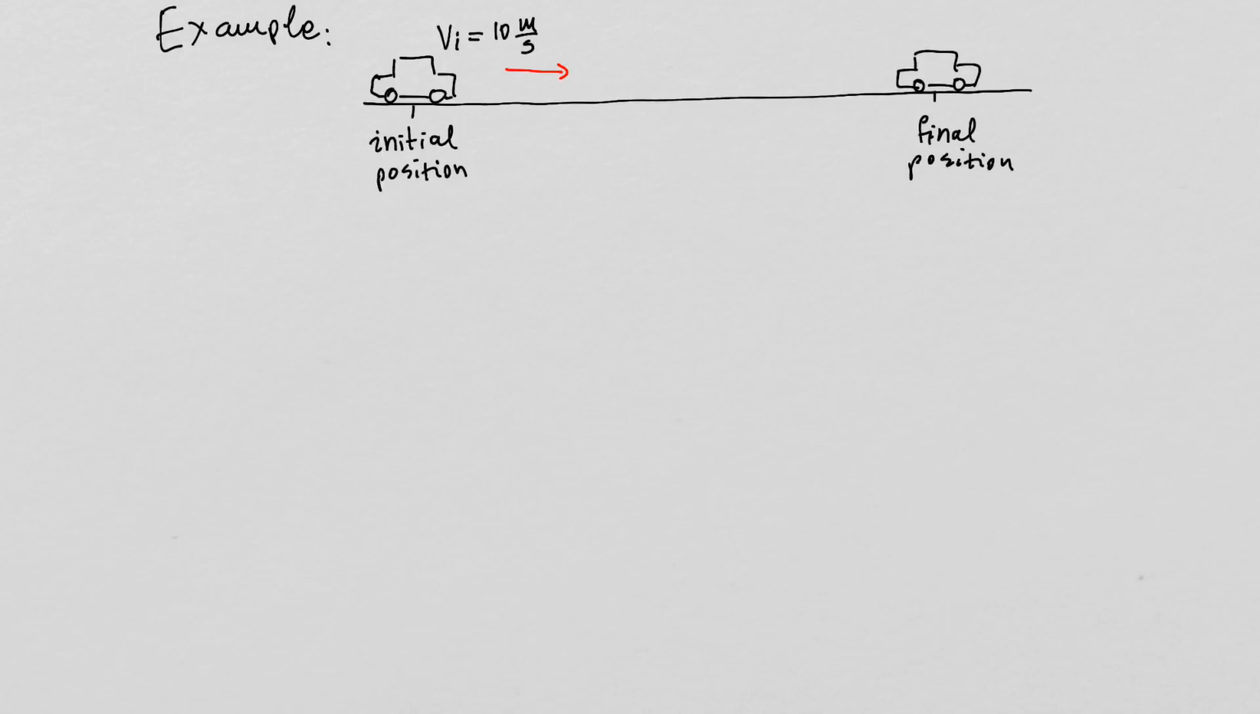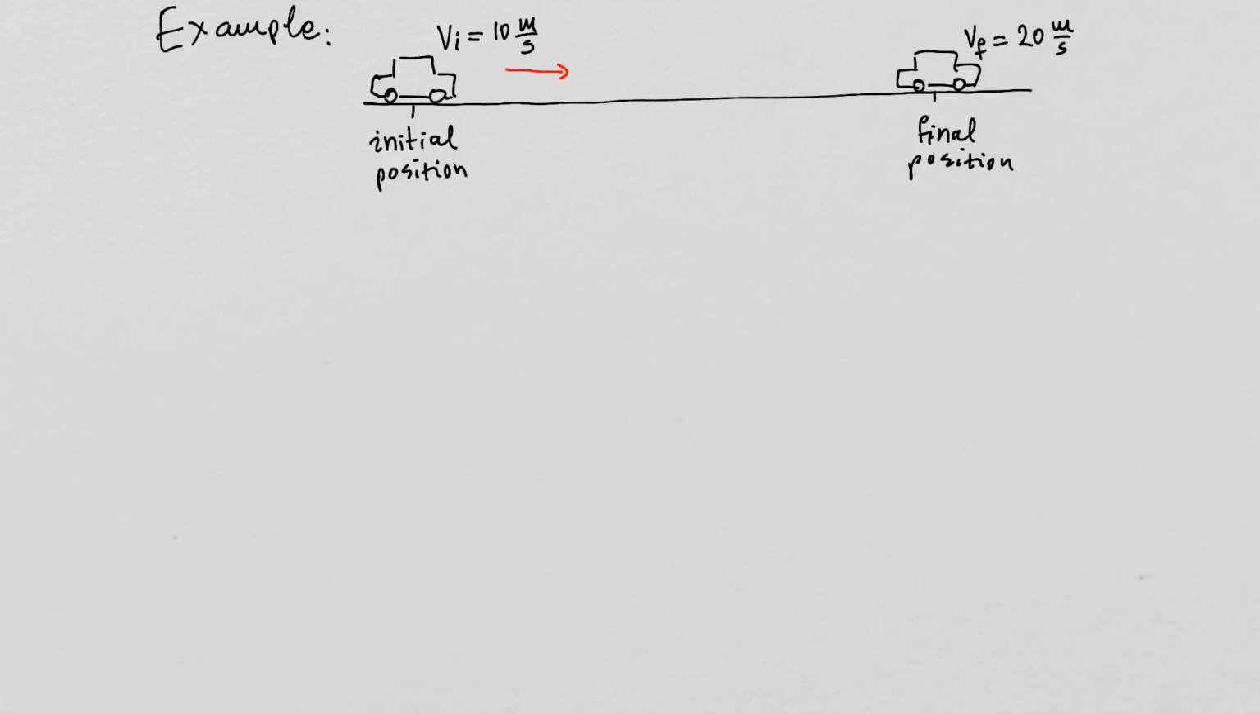But now the car has a different velocity, which I'm going to call v final, v sub f, and that final velocity is 20 meters per second. So the car started at the initial position, where I measured the velocity of the car at 10 meters per second, and ended at its final position with a velocity of 20 meters per second.